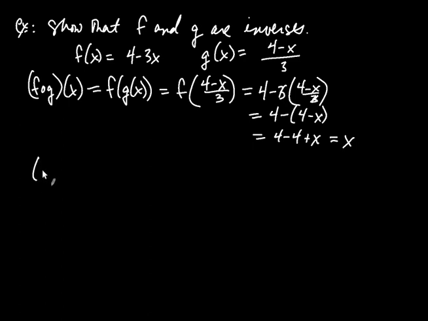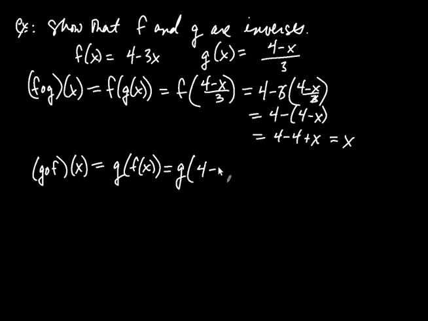That is, you have to verify that g composed with f is also equal to x. So this by definition is g of f of x. And once again, what we do is we replace f of x with what it's equal to, which is 4 minus 3x. So this is g of 4 take away 3x. And what this implies is that you replace x in g with 4 minus 3x. Well, here's g, so we're going to replace the x with 4 take away 3x.